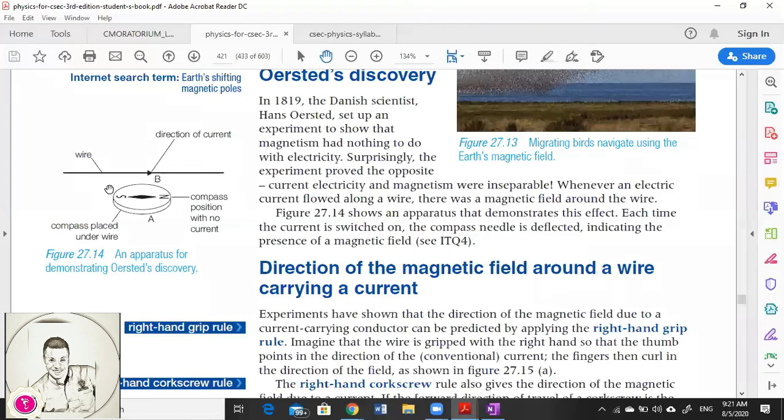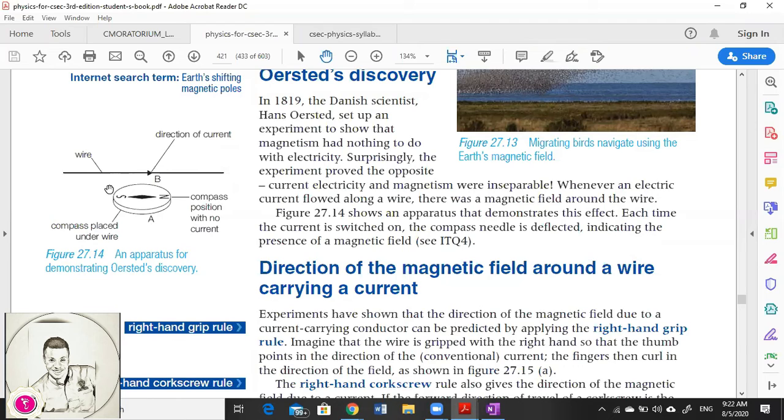Now, how the right hand grip rule works, those four fingers will symbolize the magnetic field. You understand? So whenever I curl my fingers over like this, it shows me that my magnetic field is moving from down upwards and going into the palm of my hand.